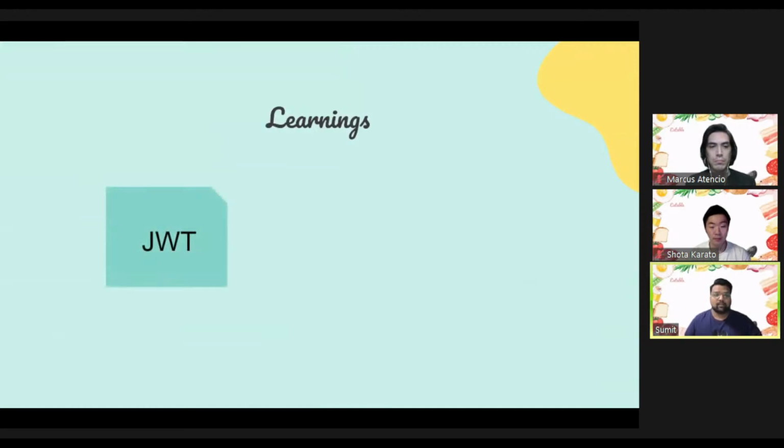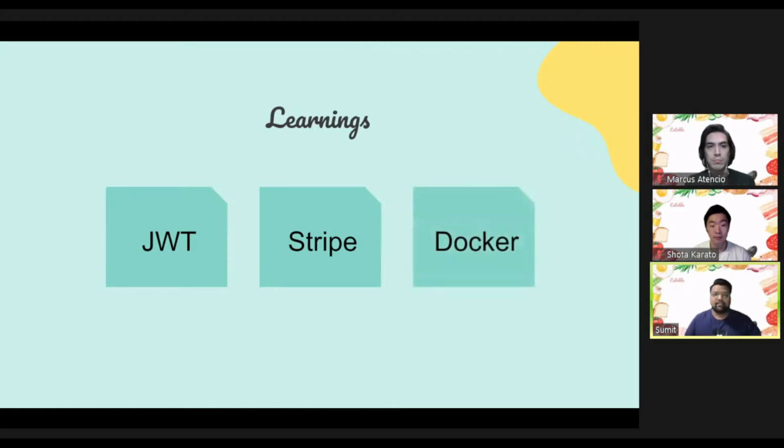Now let's talk about some of the learnings. So we learned JWT. JWT is really helpful for secure API calls, and you don't have to store the token in the database. We can make use of local storage at the browser. We also learned Stripe. Stripe is great for online payments, and it has very good documentation. So if you want to use Stripe in your project, we will highly recommend you to follow the official documentation. It covers almost everything. Last but not least, we learned Docker.